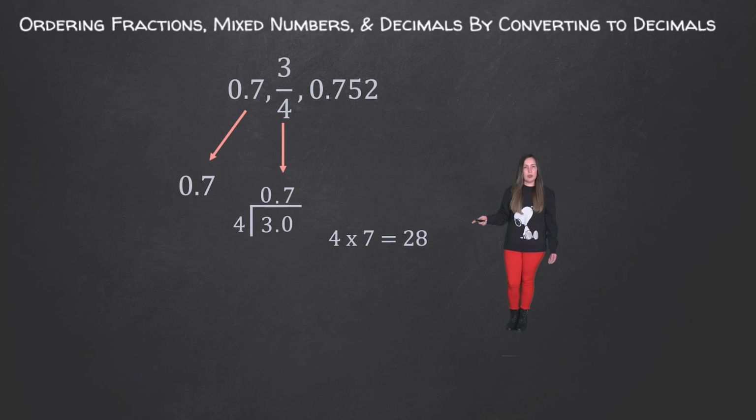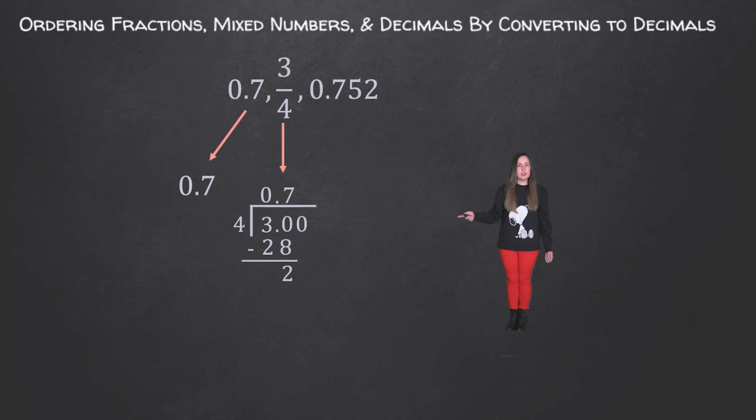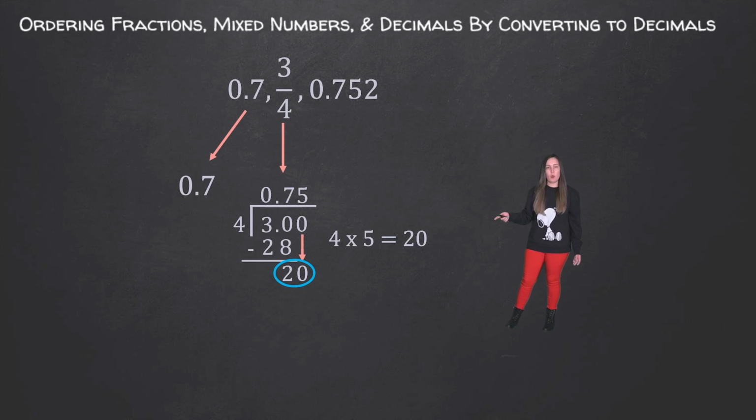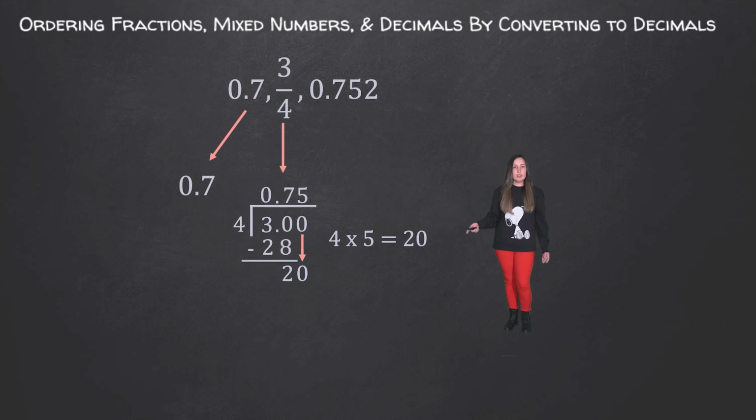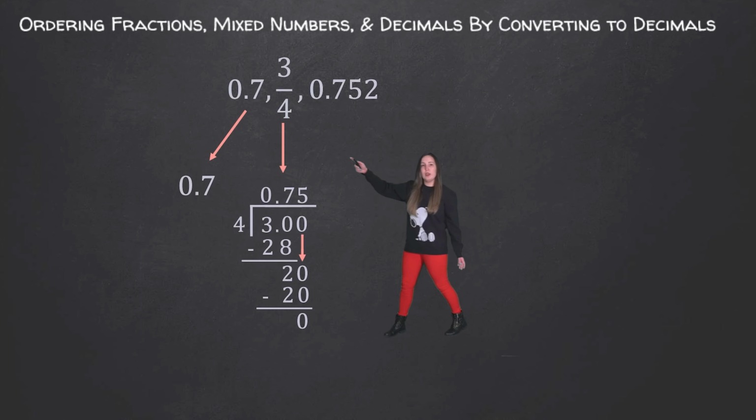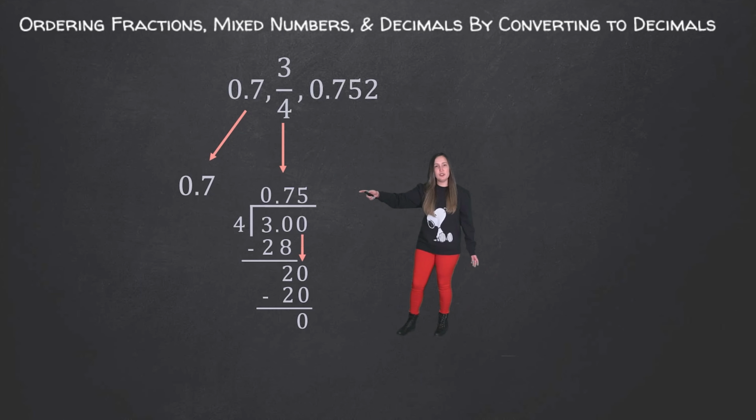So we're going to take the 28 and write that underneath. And then we're going to subtract. 30 minus 28 is equal to 2. So because we still have a remainder, we're going to add another 0 and bring it down. So then we ask ourselves, how many times does 4 go into 20? Well, 4 goes into 20 5 times, and that's because 4 times 5 is equal to 20. So we're going to write the 20 there, and then we're going to subtract. 20 minus 20 is 0. So there's going to be no remainder. That means that 3 over 4 is equal to 75 hundredths.